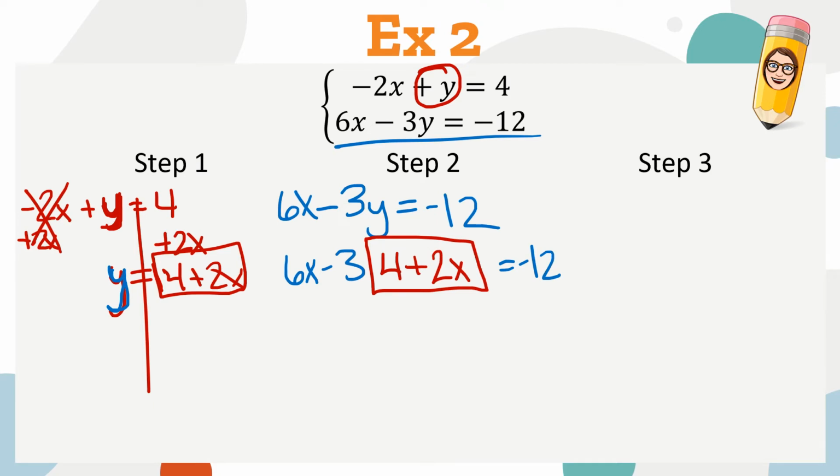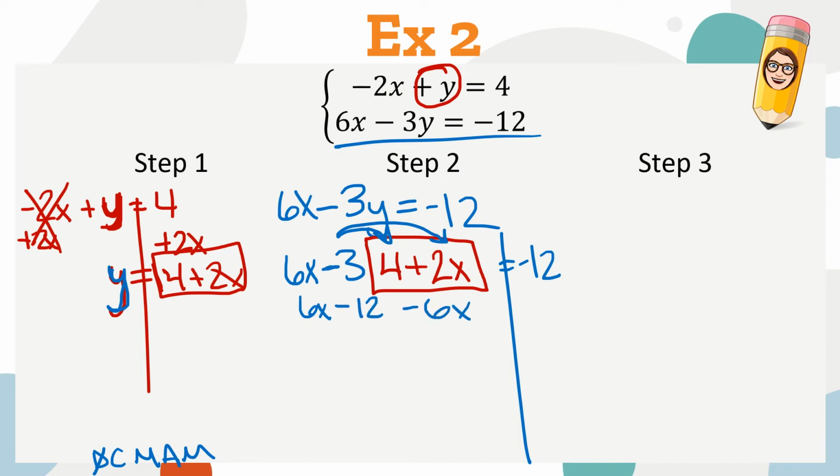All right, let's use our steps. Don't call me after midnight. See my other video for that. D, distribute. If I distribute a -3, it's a negative, -12 minus 6x equals -12.